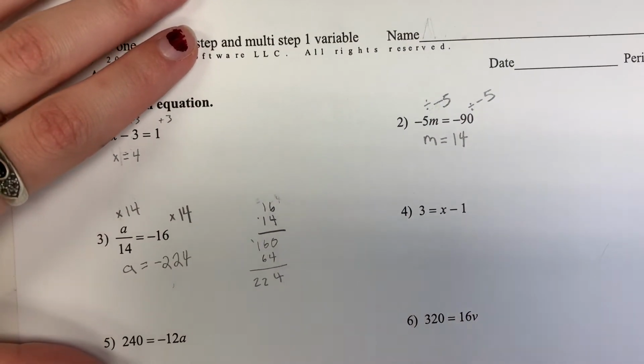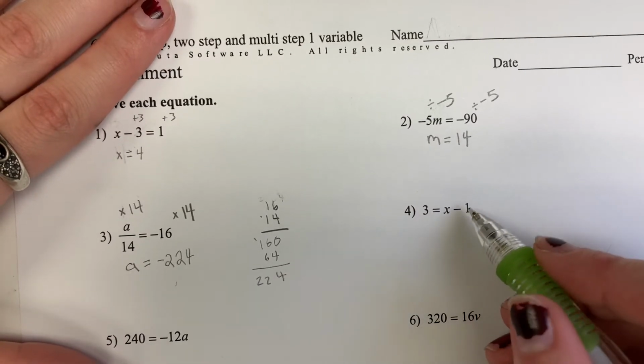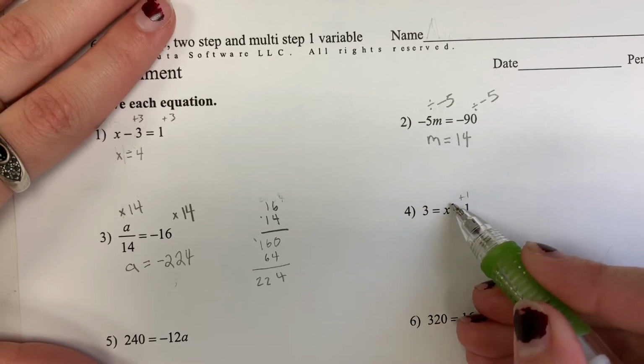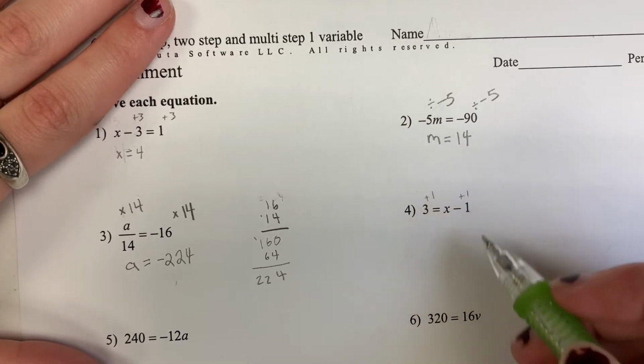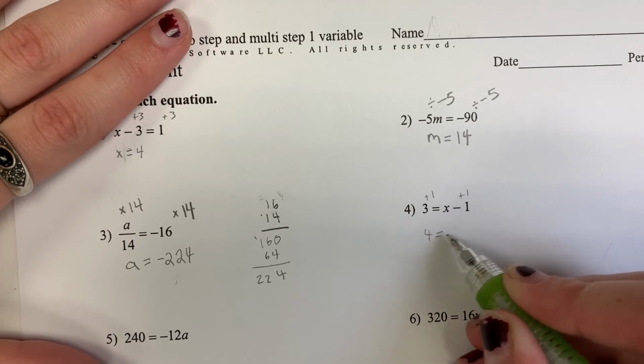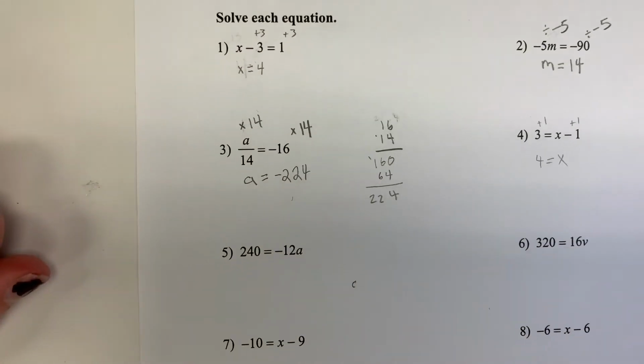3 is equal to x minus 1. So what do I do to isolate my variable x? You add 1 here, add 1 here. And then you have 4 equals x. That's it. Bam. How about number 5?